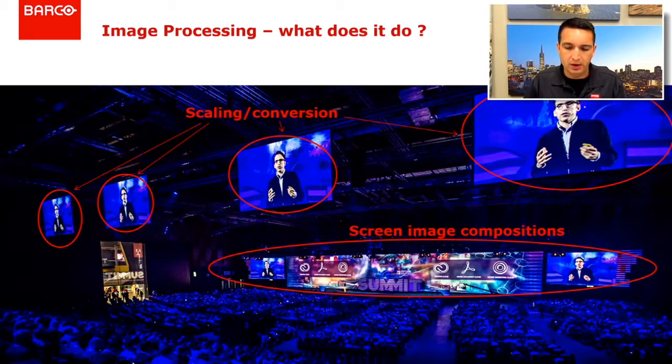Here's an example of all of those things in play, right? We have a screen image composition right there in the center, which is multiple projectors blended together, or edge blended or feathered or however you want to refer to it, to create one large cohesive image. And then we have scaling and conversion happening throughout the delay screens, the side screens, throughout the building. Some that we see here, some that we don't, right? I'm sure that's also going out to a record feed and a SAT truck or whatnot.